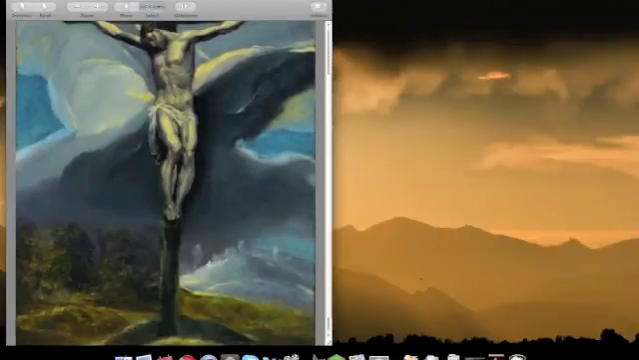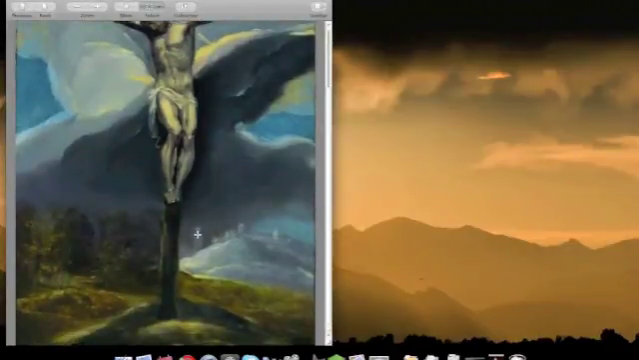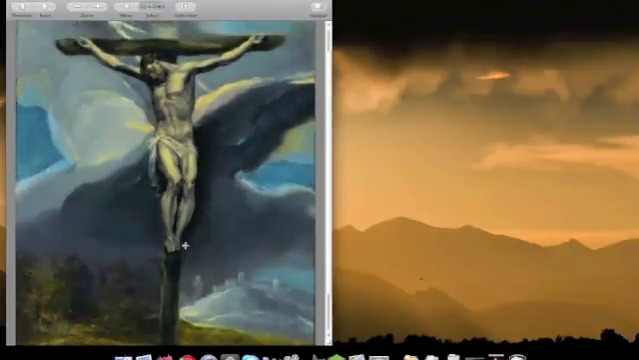And here in the background, you see silhouettes of, I guess that would be a town. And other than that, there's really nothing here in the foreground besides the cross and Christ, which is the centerpiece of this artwork.